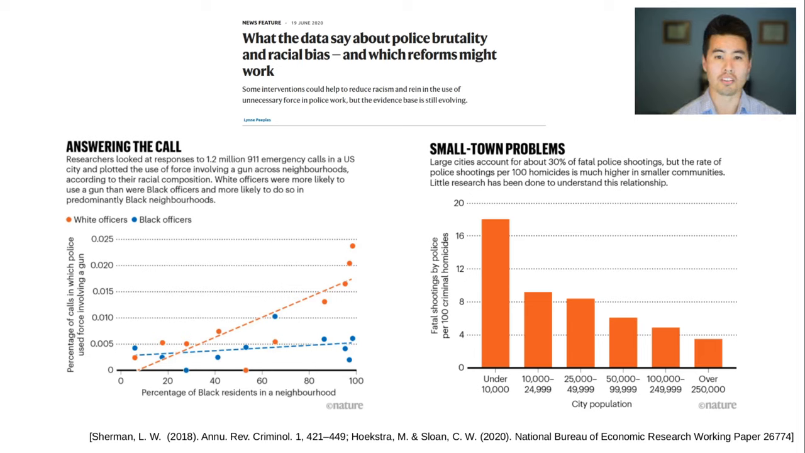The plot on the right here shows that even though the amount of police shootings is much higher in larger cities, the rate of police shootings is actually much higher in smaller communities. So just a simple example here from this nice review paper in Nature, showing how data science can help to identify problems and where we might need to intervene most, or be most effective with our interventions as we try and carry them out.